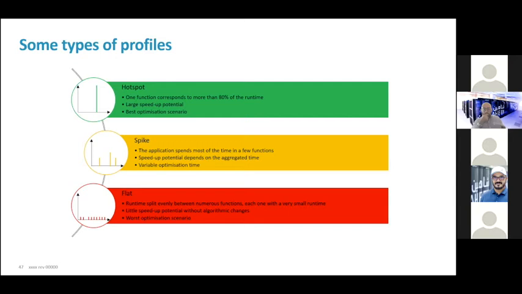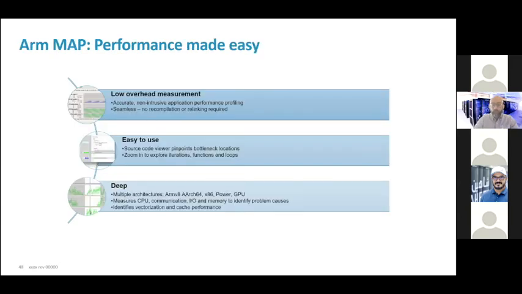whereas in the flat, it's the worst because the amount of time you'll spend optimizing the algorithm is going to be huge, and there will be very little gain from this. So we don't want a code like that. We would want to sit somewhere in the spike. Yep. So MAP is sampling based, has low overhead, easy to use, and the results that it shows are very comprehensive.